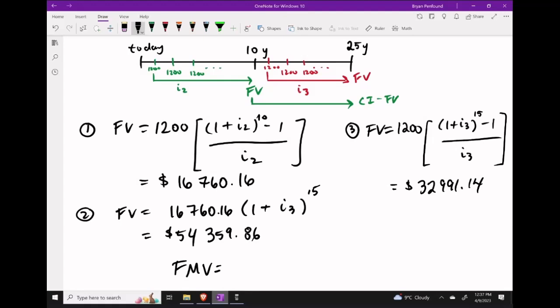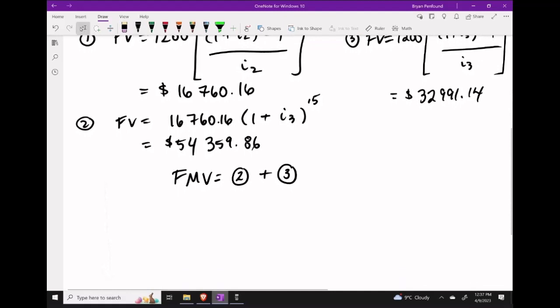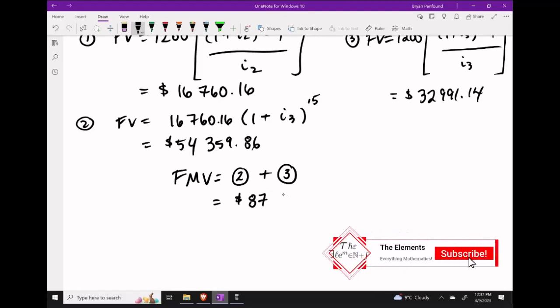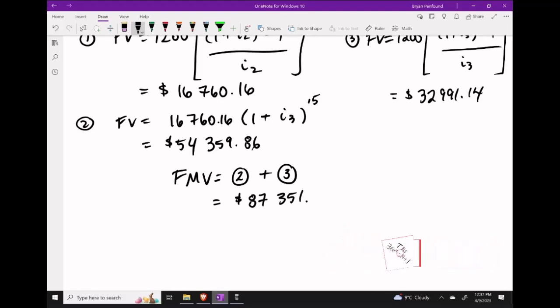$32,991.14, and the fair market value of this particular annuity, or this payment stream, 25 years from today, is going to be the sum of the future value we calculated in 2 as well as the future value that we calculated in 3. So let's add those up. And doing that gives us a fair market value of $87,351 even.